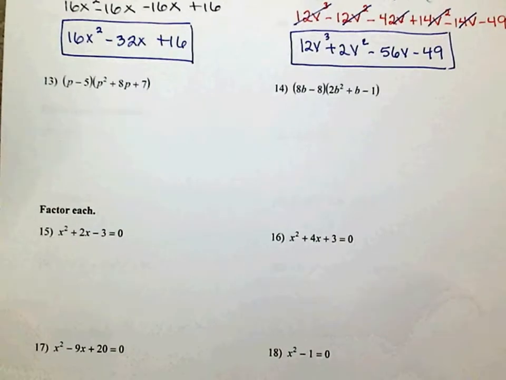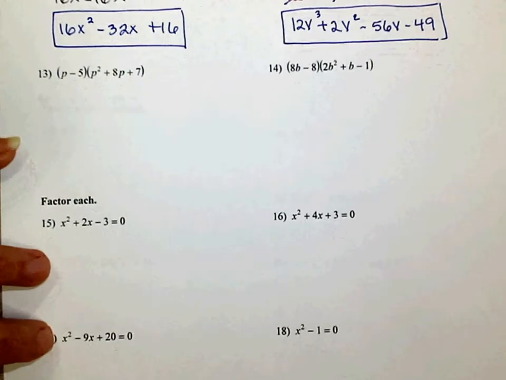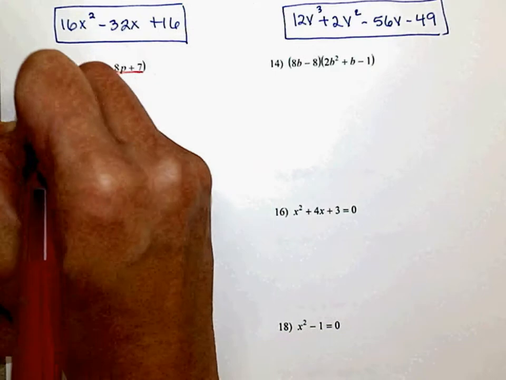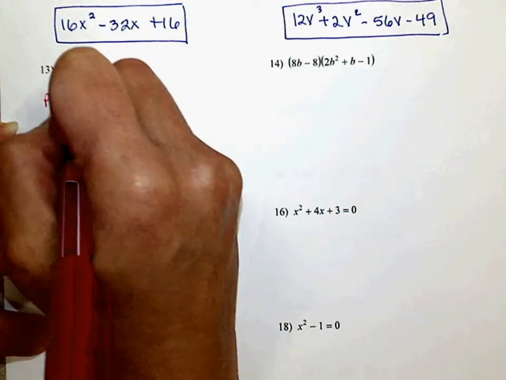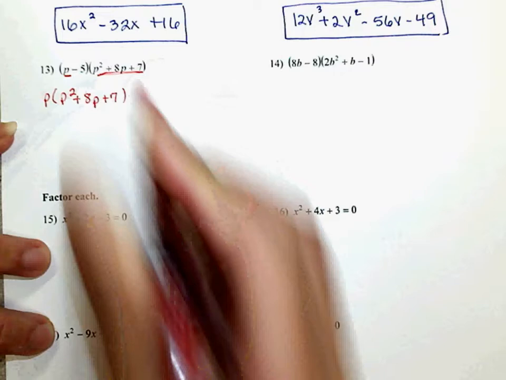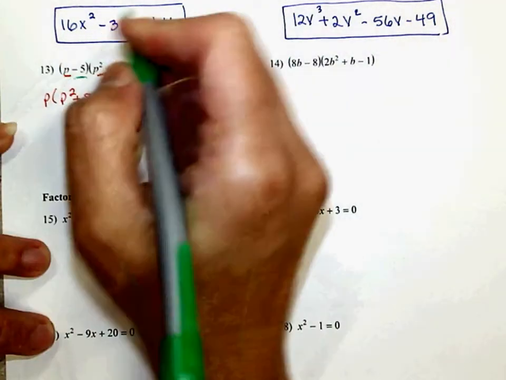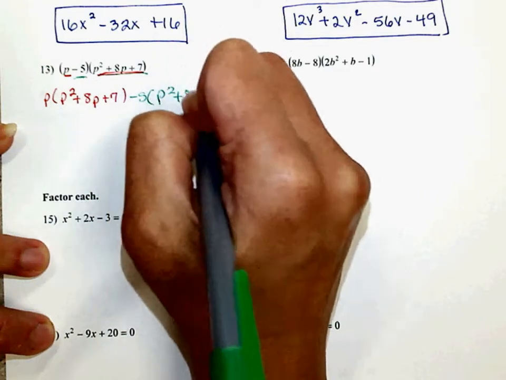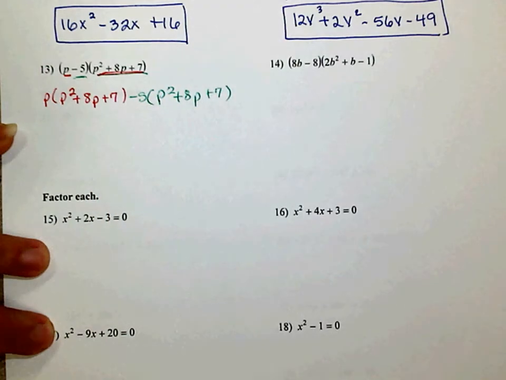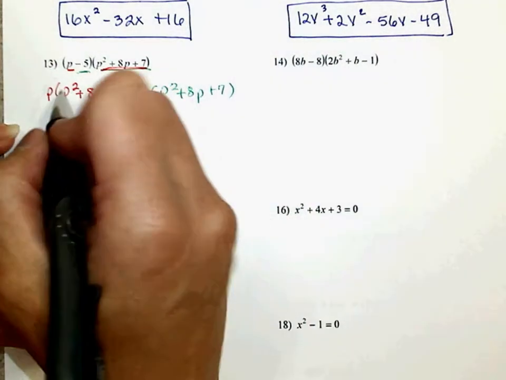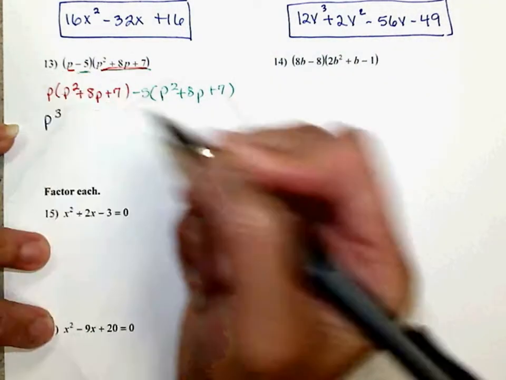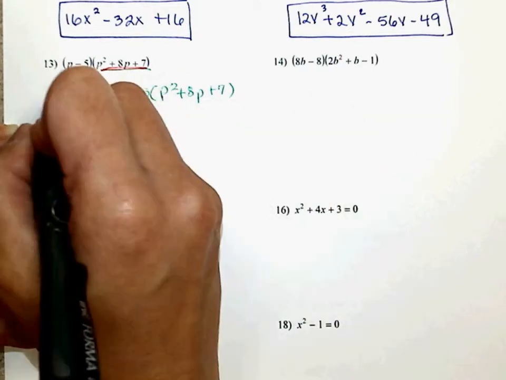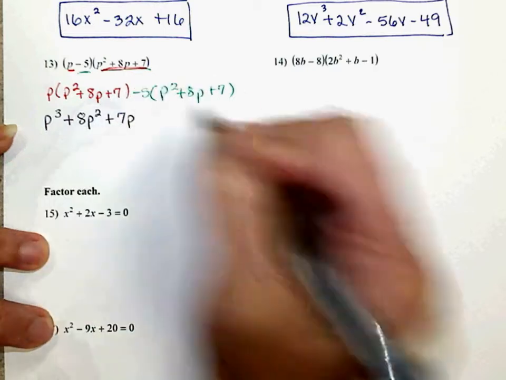Number 13. Here we go. Binomial, trinomial. 3 terms. So I'm going to take p times p squared plus 8p plus 7, minus 5 times all of that, p squared plus 8p plus 7. Okay. Distribute. p times p squared is p to the third. p times 8p is positive 8p squared. p times 7 is positive 7p.